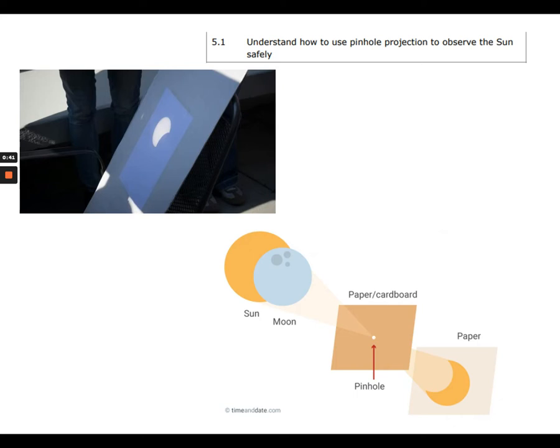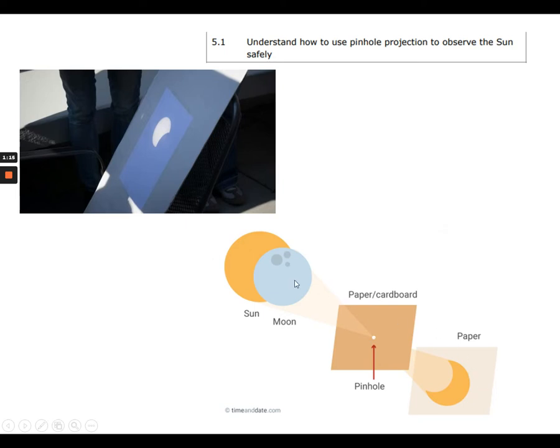So a safer method is the pinhole projection, which is simply a small hole in a piece of card, and then you would have a piece of paper behind that, and then what would happen is the sunlight would shine through the hole and then you would get an image of the sun on your paper. So it's a very, very simple method. That is all there is to it. The image that comes through is upside down. You might not notice that for the sun, but it's a very simple method to safely project it.